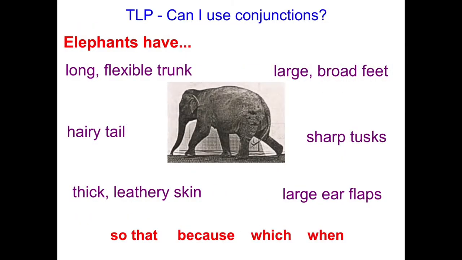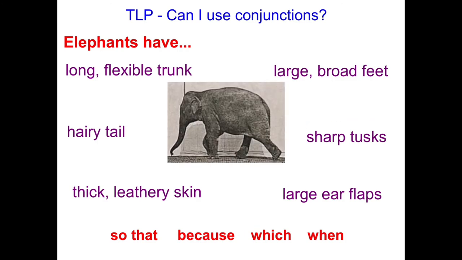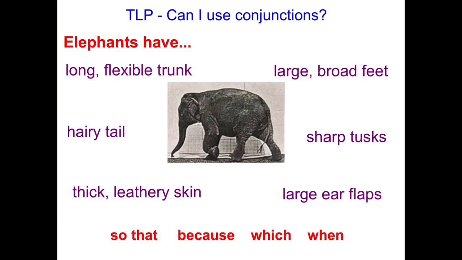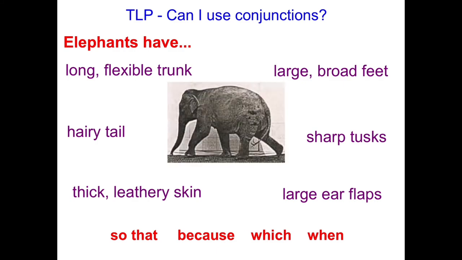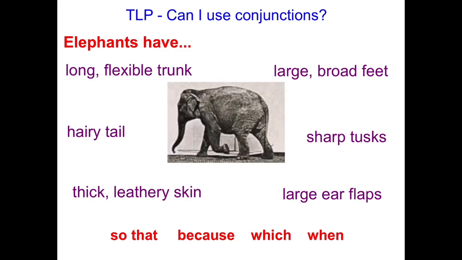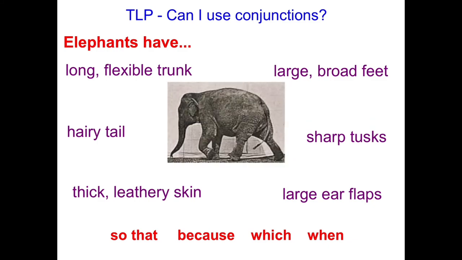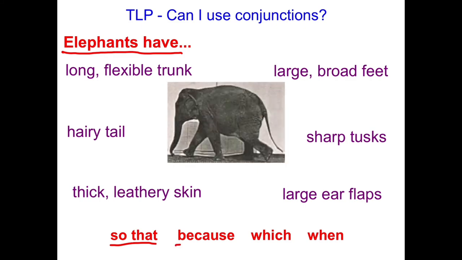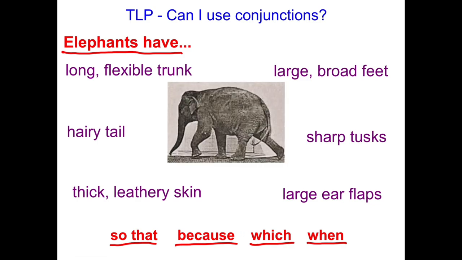So the TRP is can I use conjunctions? So what I've given you here is a list of some of the features of elephants. So their long flexible trunk, their hairy tail, their thick leathery skin, their large broad feet, their sharp tusks and their large ear flaps. There's lots of adjectives in there, aren't there? But what I want you to do is to explain why they have these things and what they use them for. So you could start your sentence with elephants have. You don't have to, you could use a different starter. And you could use words like so that, because, which, when, to help explain why they have these features.